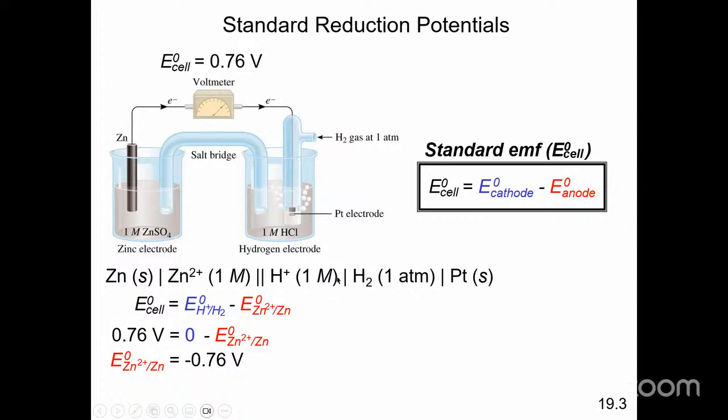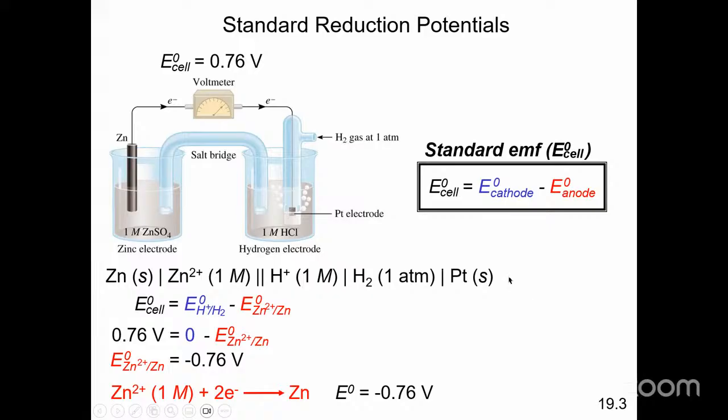Okay, any questions about this? Now, what we're going to look at next is when you do the same thing for the copper electrode. Oh, by the way, so basically this value here is for this reduction reaction, right? The standard reduction potential for the zinc electrode is for this reduction reaction, or reduction half reaction.